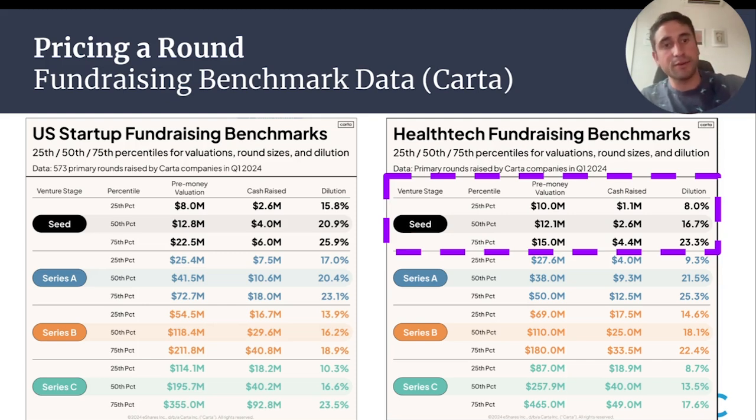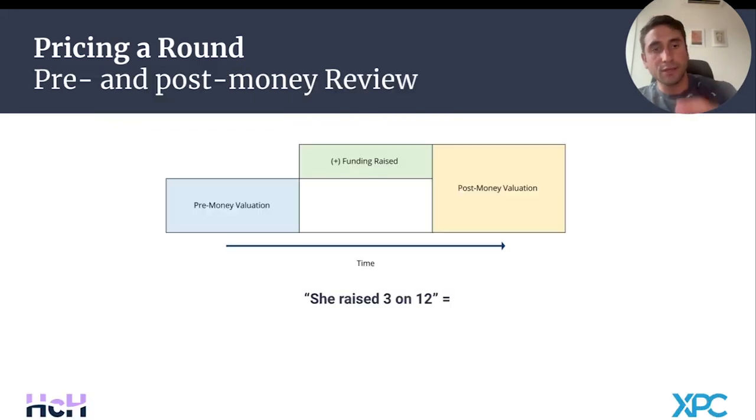We talked about this already, but just revisiting, looking at some benchmarks, right? 20% again is the average, but just pointing out that Series A seems to be more like 22%. Series B tends to be more like 18%.